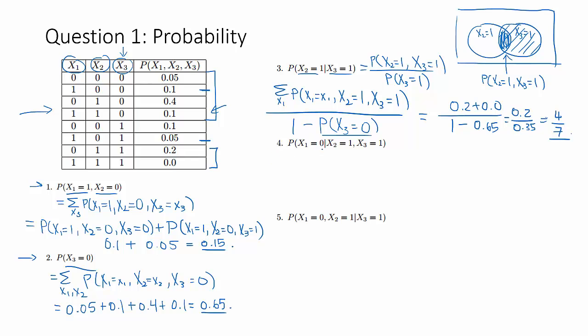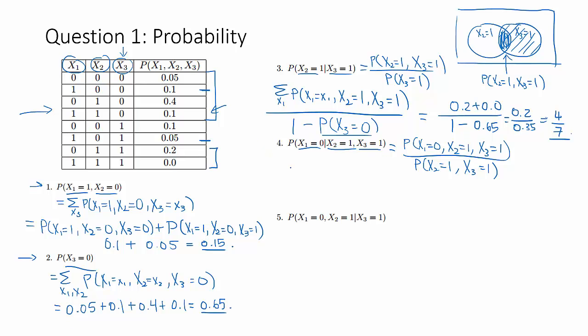Next is the probability that x1 equals 0, given that x2 equals 1 and x3 equals 1. Well, we can use the definition of conditional probability again, and this is equal to, in the numerator, the joint over the query variable x1 equals 0, and the evidence x2 equals 1 and x3 equals 1, divided by the probability of the evidence, which is the probability that x2 equals 1 and x3 equals 1. So we can calculate the numerator and the denominator pretty easily.